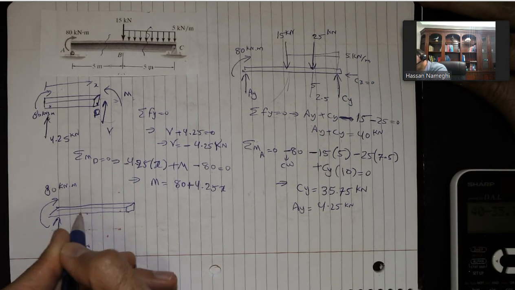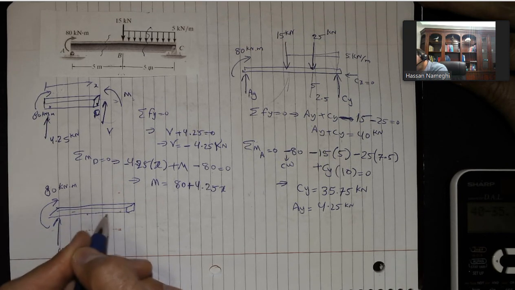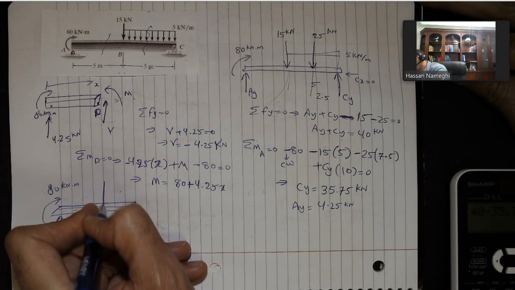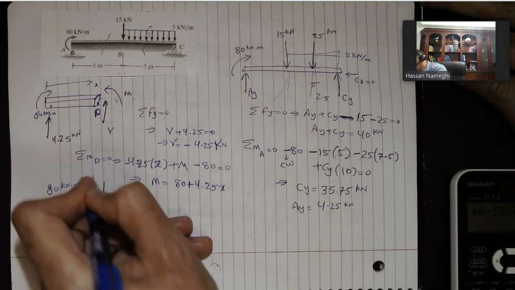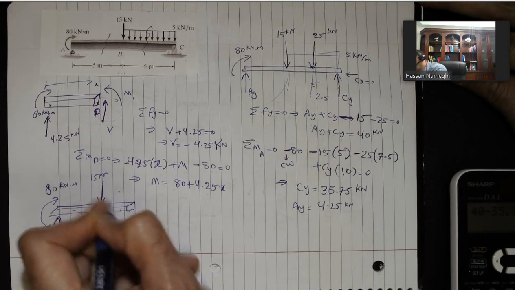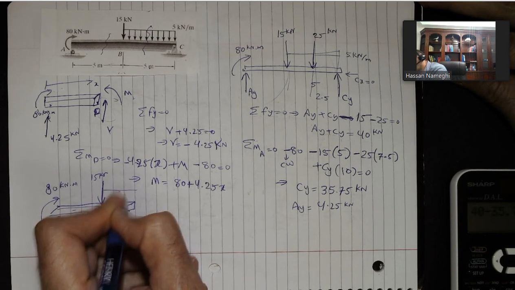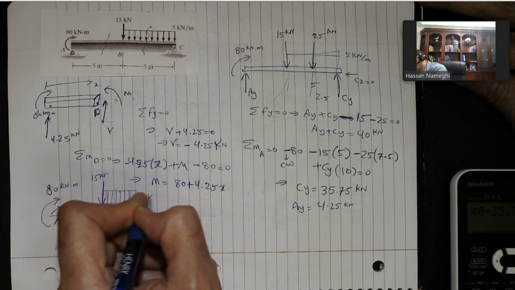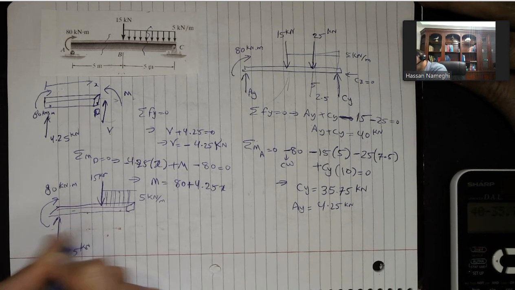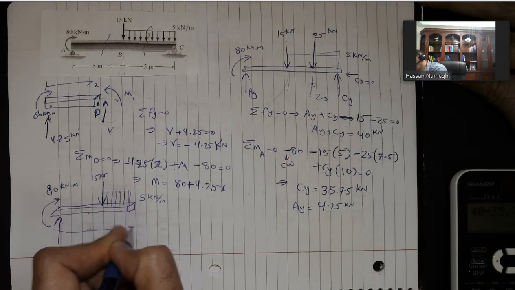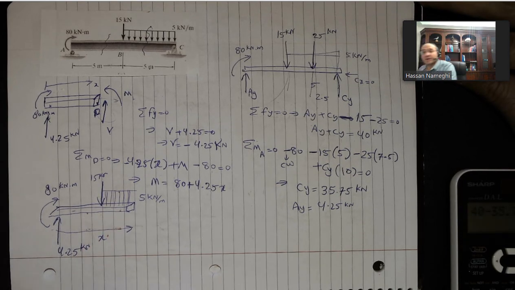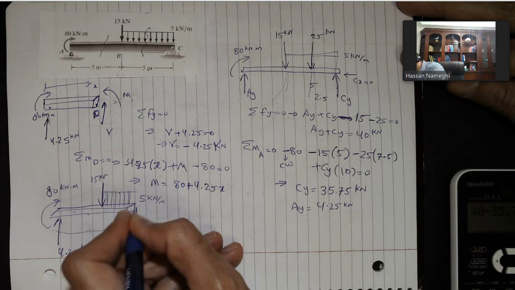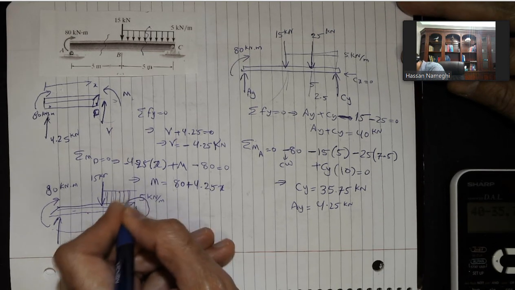You have it there. From here to here, again, immediately at this location, we have a 15 kilonewton. And after that, we have the uniform loading of 5 kilonewton per meter. The distance from here to here is x. So we need to figure out our equations. Again, where we cut it, I have to put a V there, and I have to put an M there.